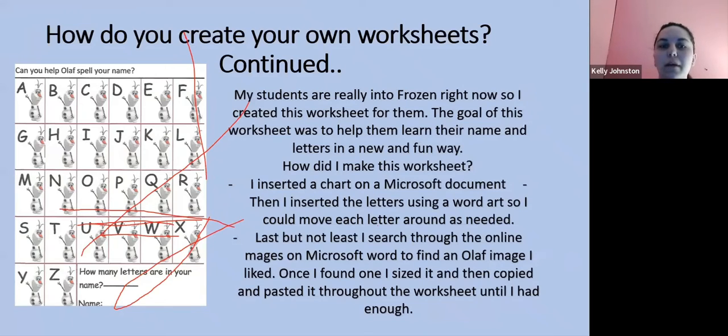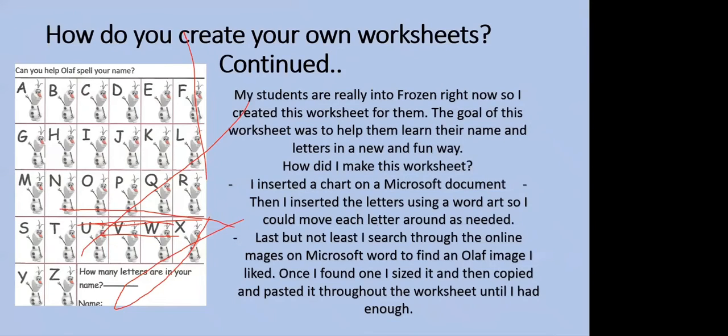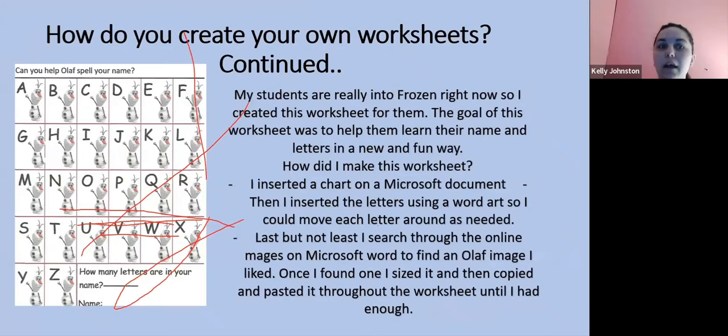I thought that it would be fun, and then it would help us learn our letters, help us learn our name. So how I did this one was I inserted a chart into Microsoft Word, and I broke down that chart into squares so that I can add my letters. So I added some text boxes with the word art, and I wrote, "Can you help Olaf spell his name?" Then I went into the online images on word art, and I added Olaf's picture.